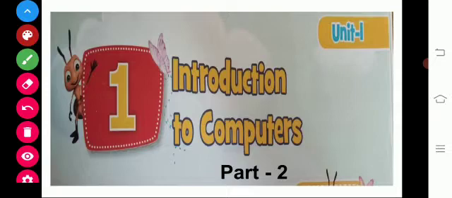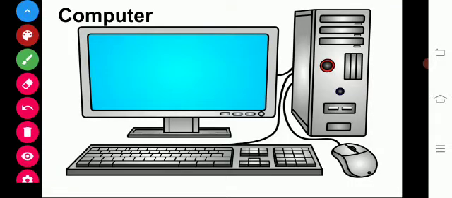In our last class, what did we learn? This machine is called a computer. Just like other machines, a computer also runs on electricity. Yes, a computer is an electronic device.